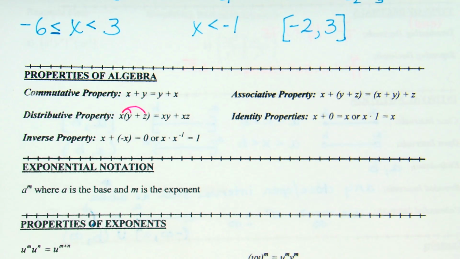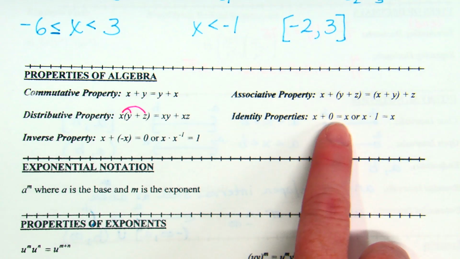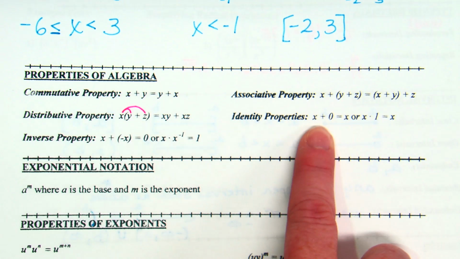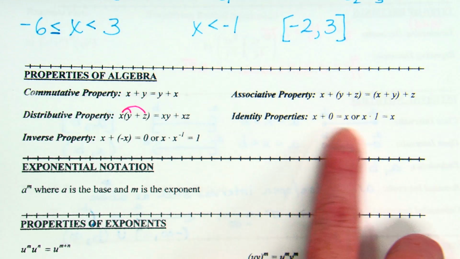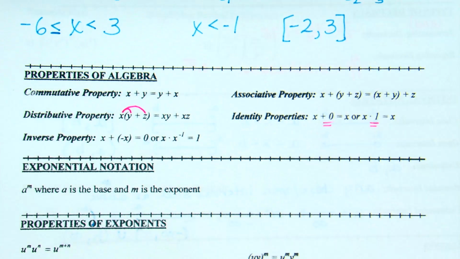Okay, identity properties. What do you add to keep the same thing, and what do you multiply to keep the same thing? So what do you add to x to still equal x? And that is 0. So 0 is the additive identity, because that's what you add. You know, identity, how do we keep it the same? So in adding, we add 0. In multiplying, we're going to multiply by 1. How do you keep x the same by multiplying? You multiply by 1. So those are your identities.